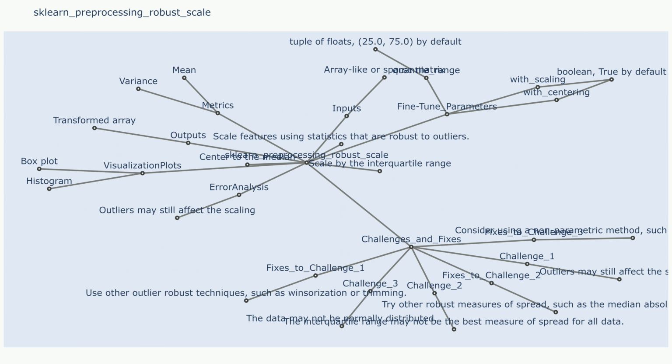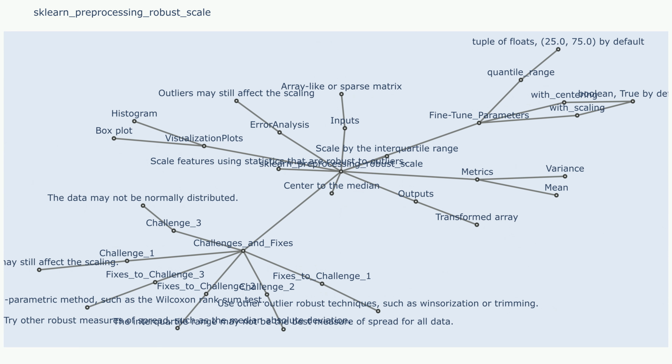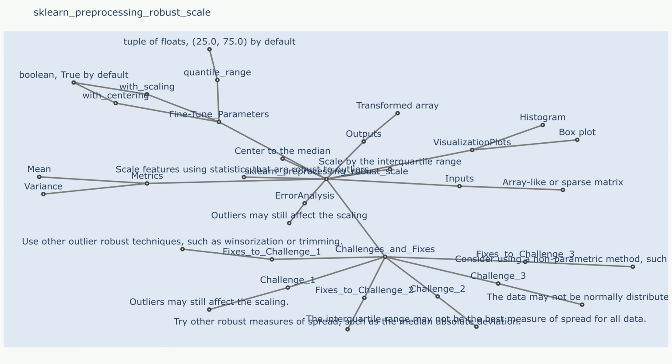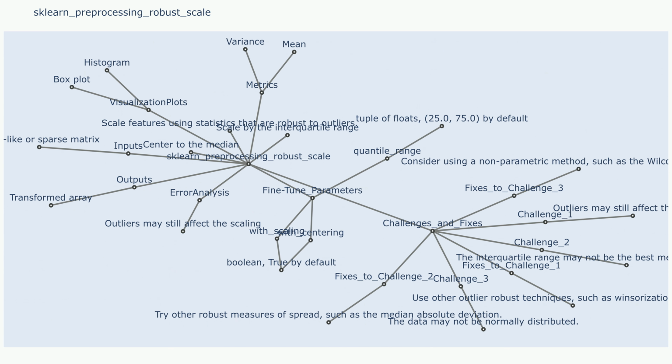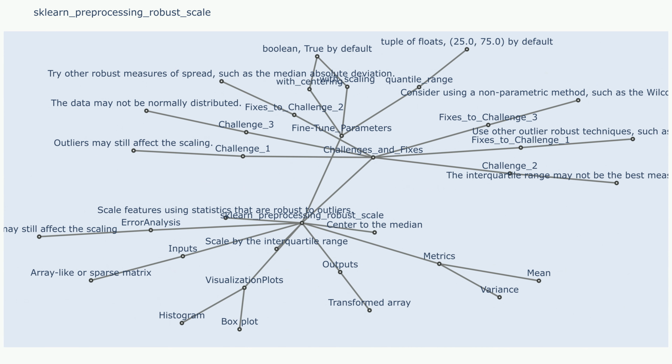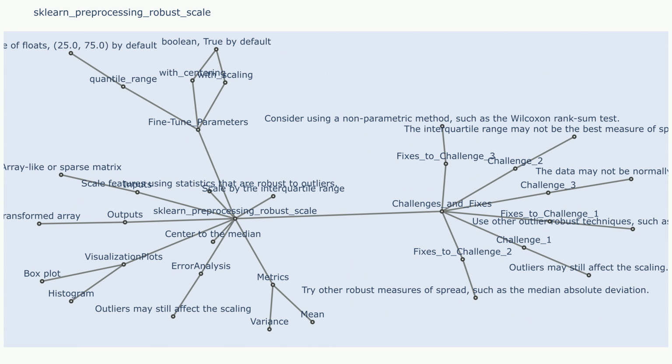Challenges and fixes. Challenge 1: the scaled data may have a different range than the original data. Sample use case that resulted in challenge 1: the original data has a range of 0 to 100, but the scaled data has a range of -1 to 1. Fixes to challenge 1: rescale the data to the original range. Challenge 2: the scaled data may not be normally distributed. Sample use case that resulted in challenge 2: the original data is skewed, and the scaled data is also skewed. Fixes to challenge 2: transform the data to a normal distribution before scaling.